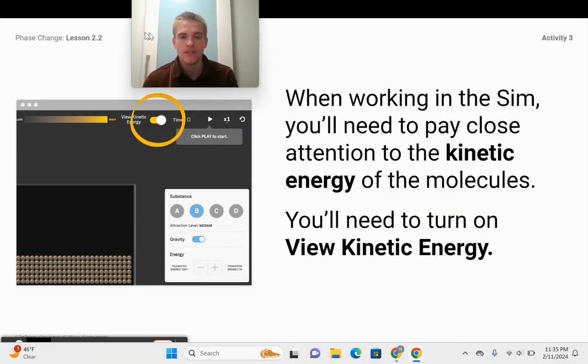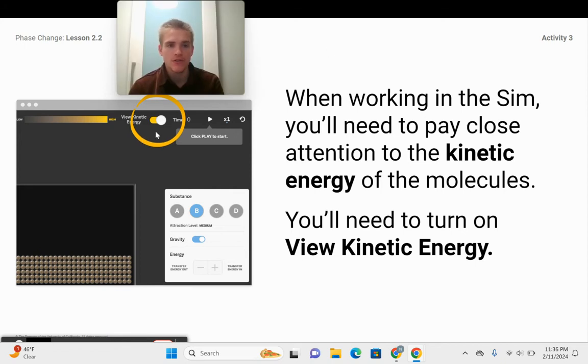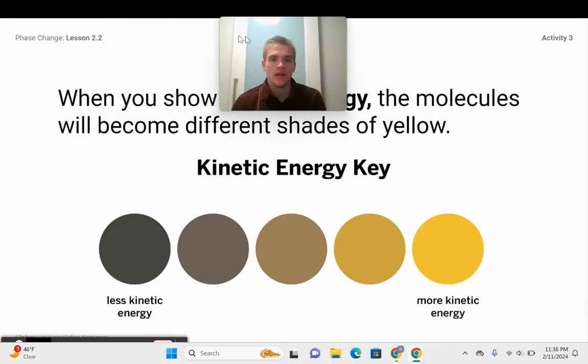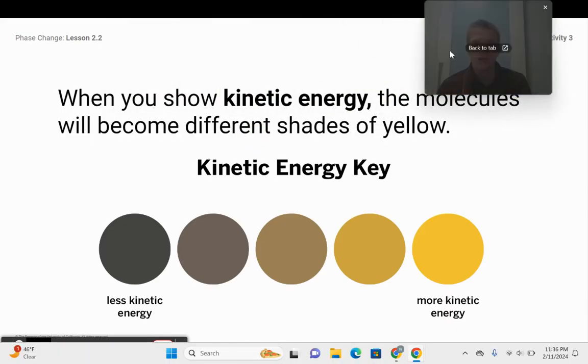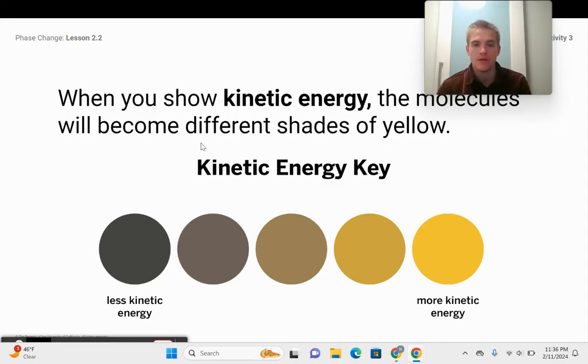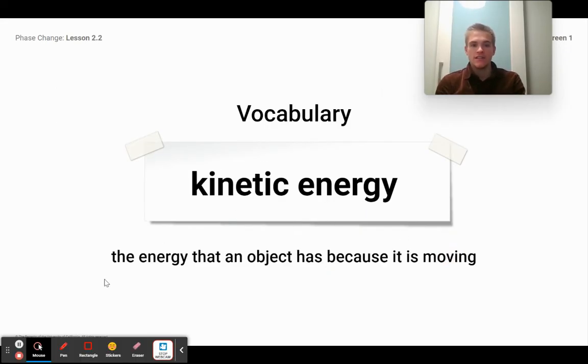When we're working with the simulation, we can also use the view kinetic energy tool. Remember, when you show kinetic energy, the molecules will become different shades of yellow. A dark gray color means there's very low kinetic energy, and a light yellow color means there's a lot of kinetic energy. Kinetic energy is the energy that an object has because it is moving.